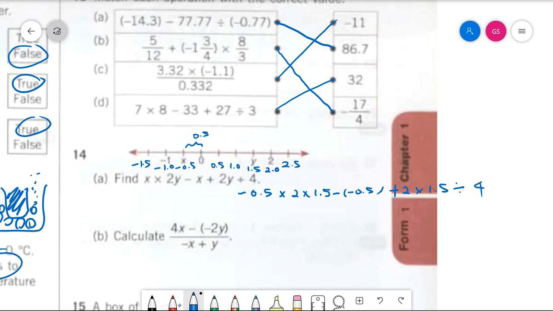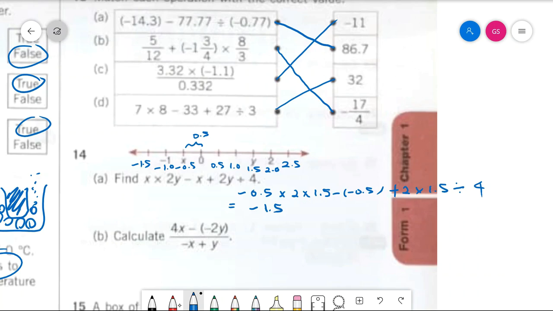Divided by 4. So let us write properly with BODMAS. You can do all the multiply first. We put the negative 0.5, multiply with 2, multiply with 1.5. You will get here the answer is negative 1.5.